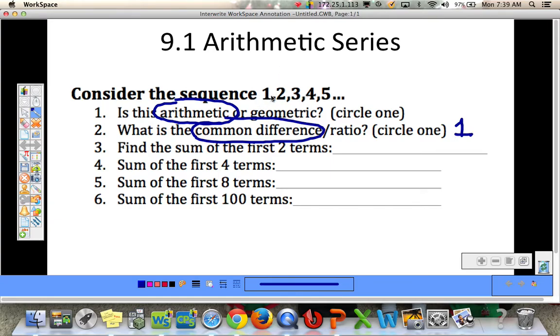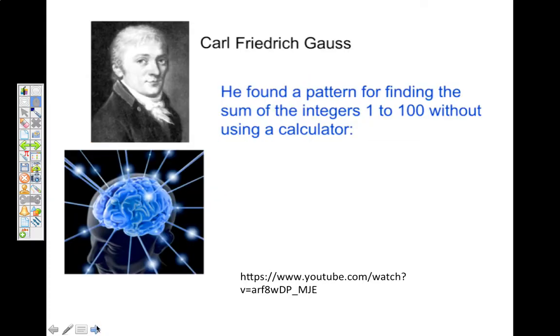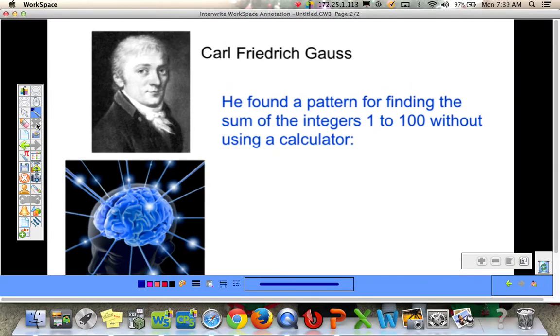The sum of the first 2 terms, 1 plus 2 is 3. The sum of the first 4 terms, 1 plus 2 plus 3 plus 4 is 10. You could figure out the sum of the first 8 terms. How about the sum of the first 100 terms? Now, unless you found a pattern, this might take a little bit of time. Well, Carl Friedrich Gauss actually figured out a pattern for finding the sum of the first 100 terms, and in class we watched a video on the story of how he did that, but to save time I will show you in this podcast.